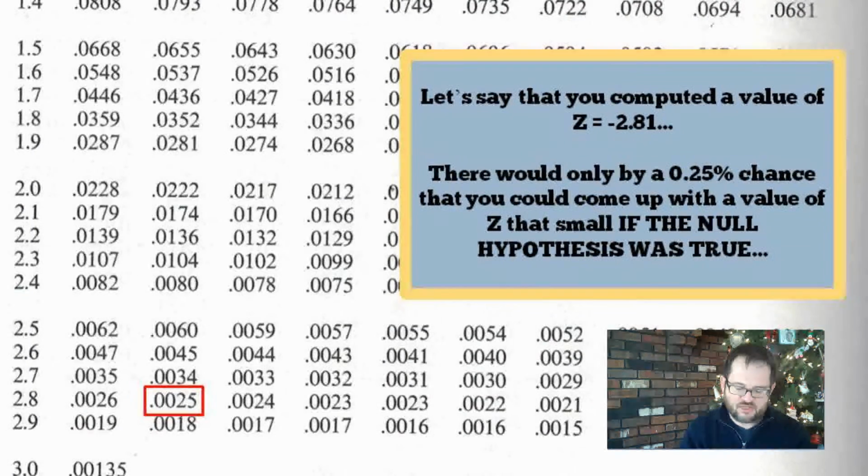We could zoom in, because I know that's too small to read, and find out that the probability P is 0.0025. In other words, there's only a 0.25% chance that you would come up with a value of z that large if the null hypothesis were true. I originally had this as an example using negative.